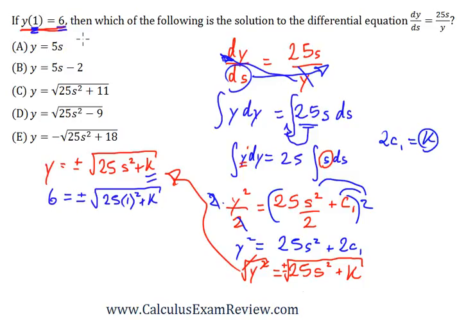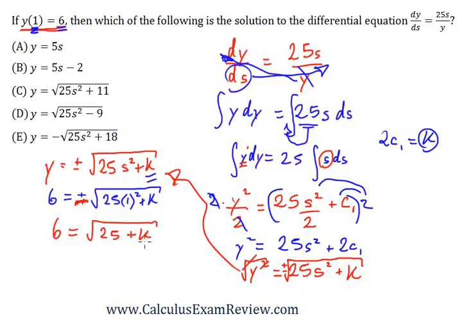Now take a look here. We got positive 6, right? Positive 6. There's no negative there. So there's no way that this little negative here could happen. That wouldn't work in this case. We need the plus to make that happen, because whatever comes out of the root will be positive. So 6 equals the root. 1 squared is 1 times 25 is 25.